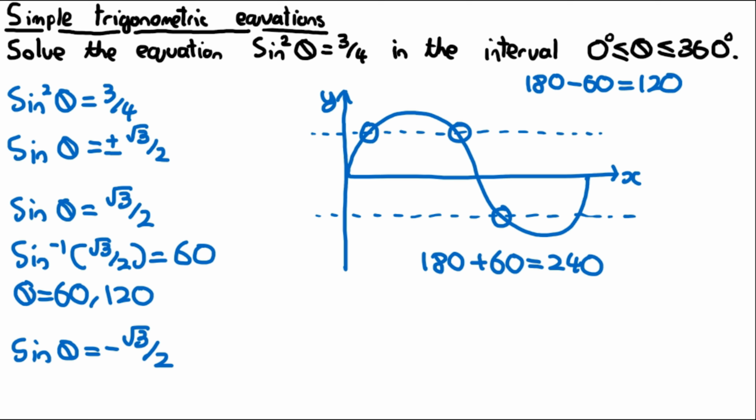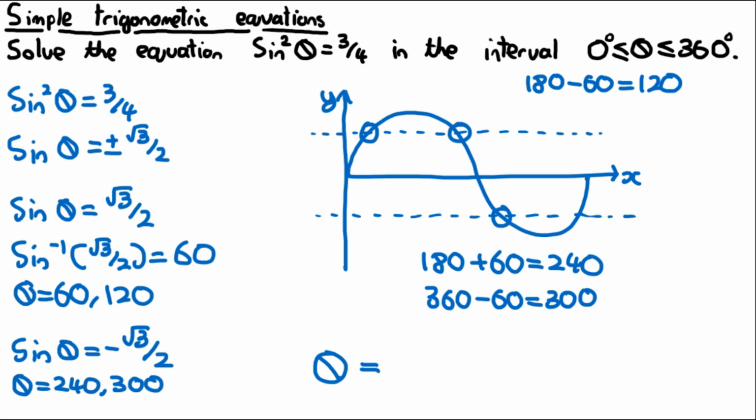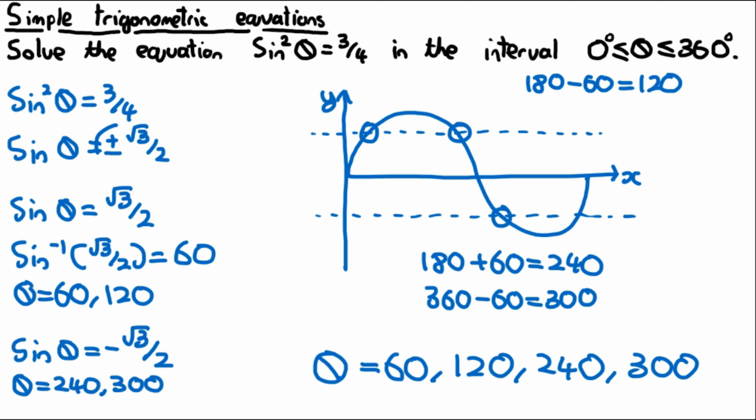And the same logic applies here. This distance is going to be 60, and we know that this is 360. So it's going to be 360 minus 60, which is 300. So theta for minus root 3 over 2 is 240 and 300. So therefore theta can equal all of these values: 60, 120, 240, 300. Please remember the plus or minus square root.